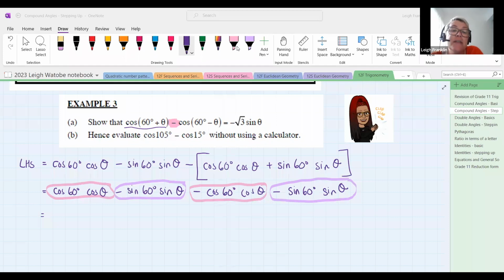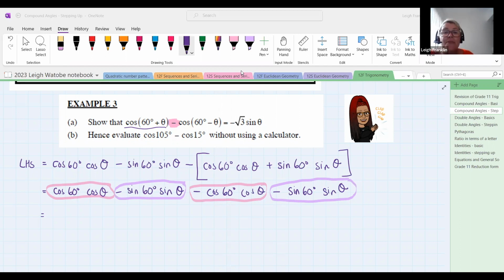Okay, so Dave says it's going to be positive. There we go. So whoever's iPhone is, sorry, I think you have told us your name before, and every time we forget to change you. But yes, minus 2 sine 60 sine theta is correct.